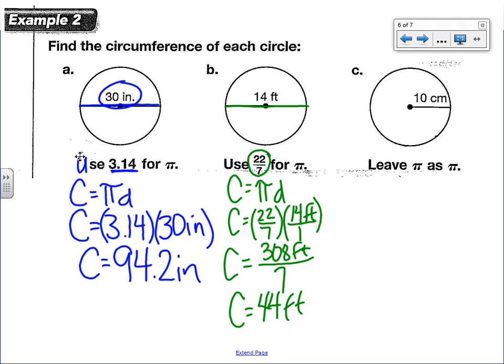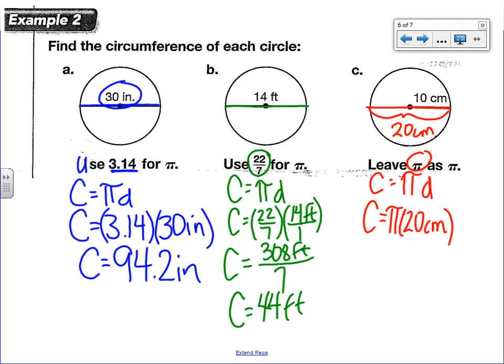On the last one, again, it wants us to find the circumference. So again, I'm going to start with C equals pi times diameter. This time, though, it says to leave pi as pi. That means I'm not going to substitute in 3.14, and I'm not going to substitute in 22 over 7. I'm going to leave pi as pi. This time, they gave us the radius. So whenever I have the radius, I can take 2 of those to find the diameter. So I know that the diameter of this circle is 20 centimeters. So I have circumference equals pi times 20 centimeters, because they told us to leave pi as pi, and instead of the diameter I put 20 centimeters.